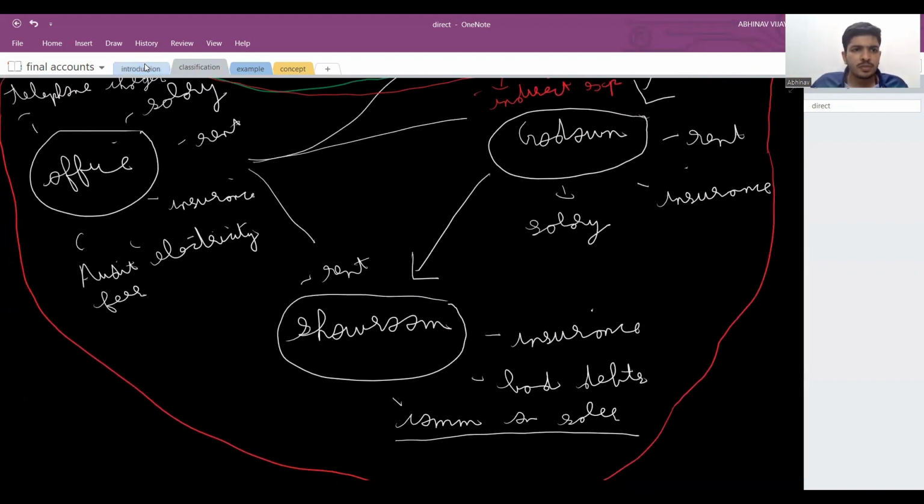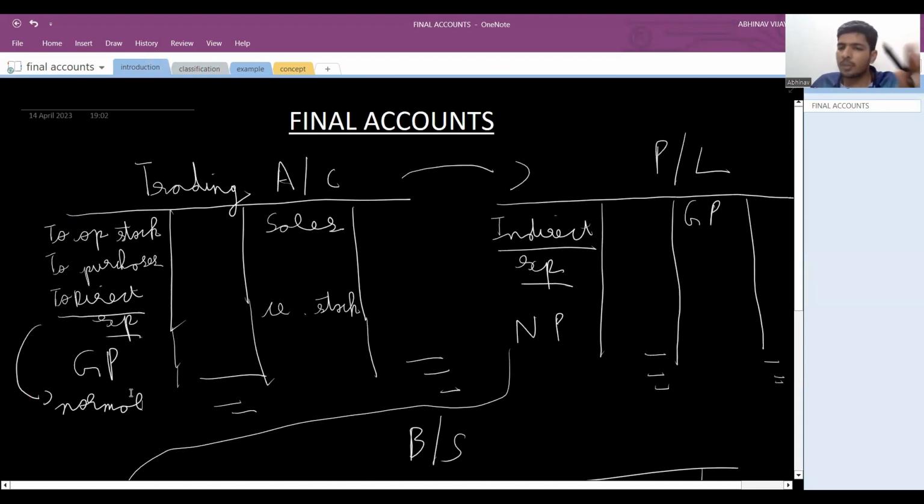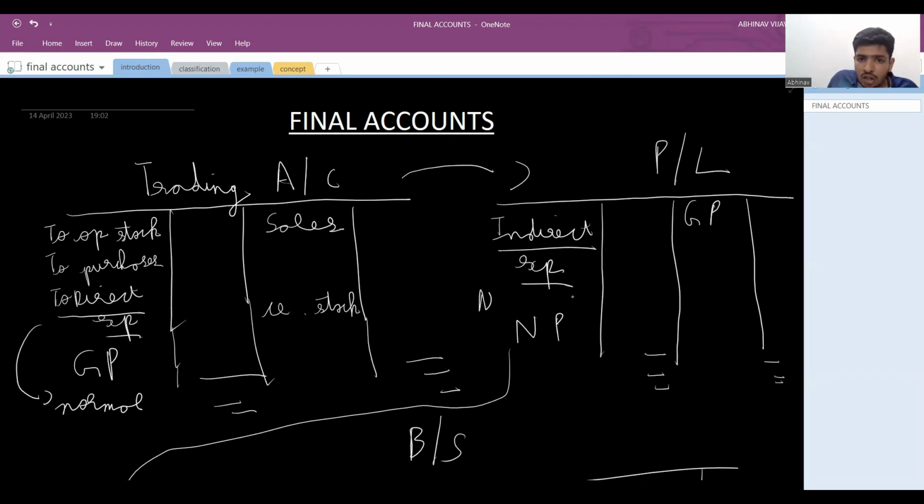It's simple. All normal direct expenses come in a trading account. All indirect expenses come in a profit and loss account. All abnormal direct expenses come in your profit and loss account. Now I've taken a very important bullet that the examiner has from Ms. Chamber. Now you will never have a doubt in this concept.